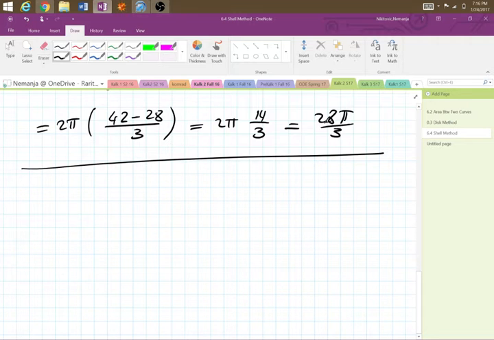Let's take a look at some examples from the textbook. So I love this example because, well, actually, here.